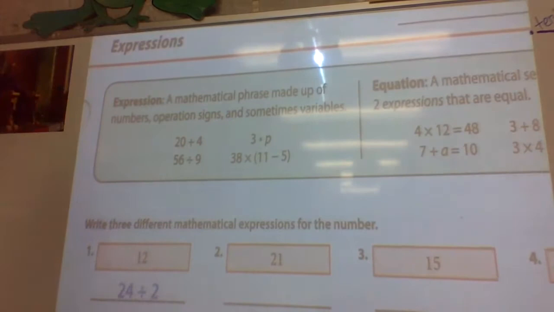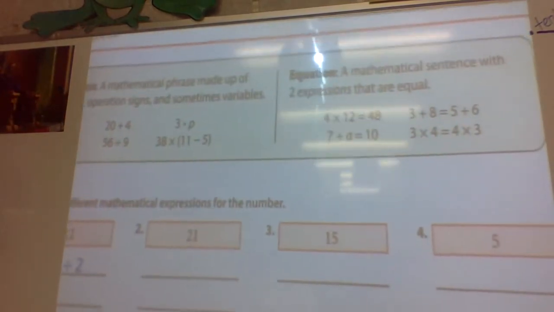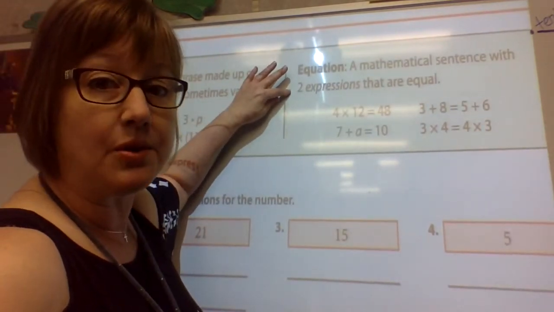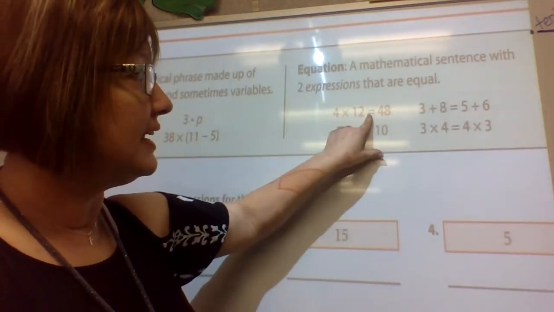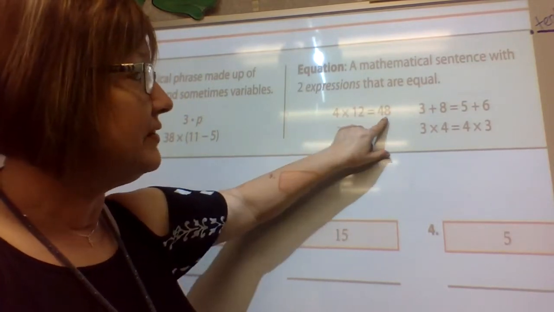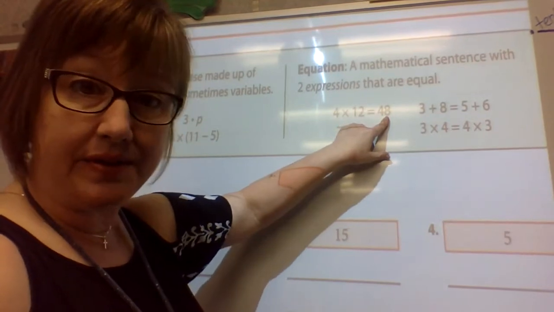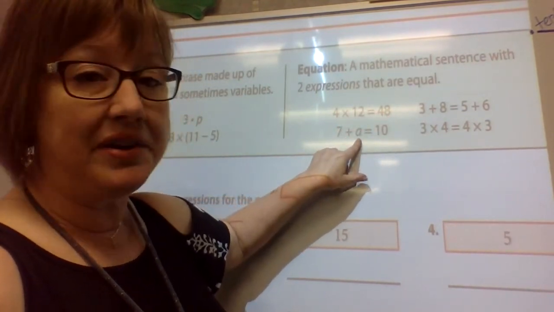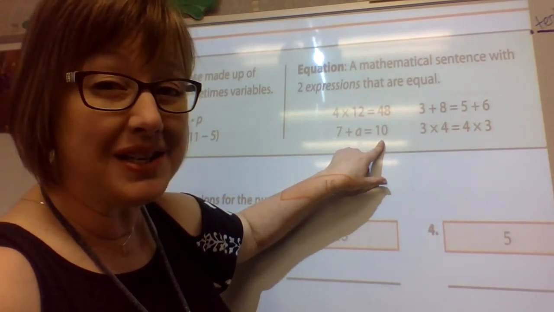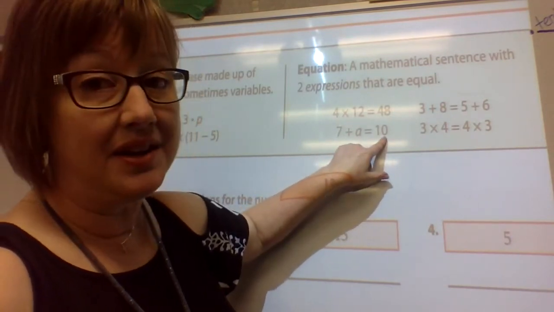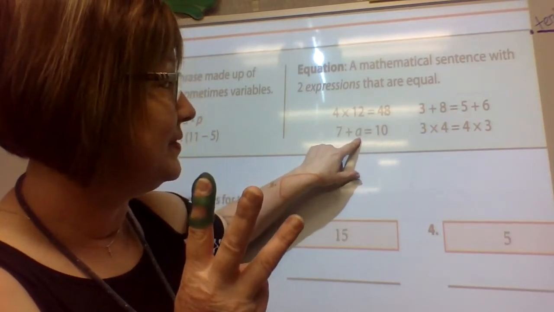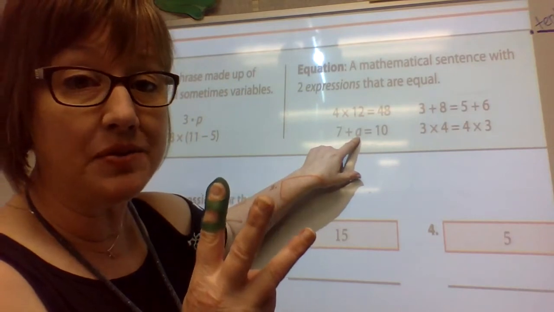Then we have equations. An equation is a mathematical sentence with two expressions that are equal. So you have something on both sides of the equal sign that equal each other. 4 times 12 is the same as 48 because that's the answer, right? 7 plus a, we don't know what that a is, you'd figure it out, equals 10. Can you figure out what that a would be then if it equals 10? 7 plus what equals 10? 3. So that means the unknown number, the unknown digit here is 3. So 7 plus 3 equals 10.